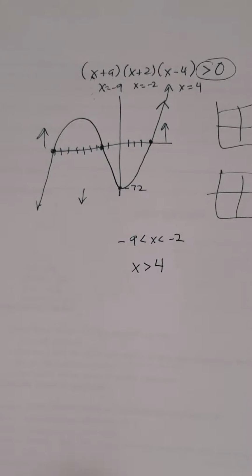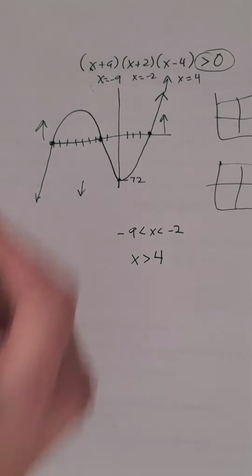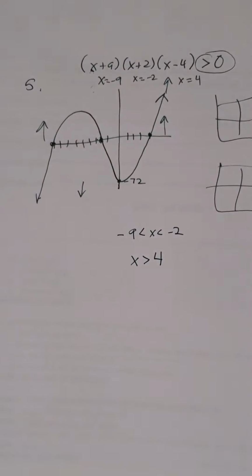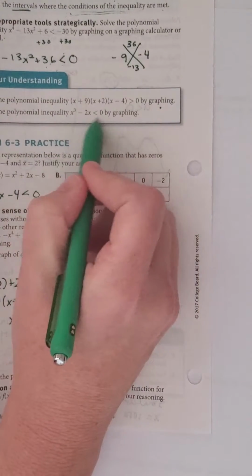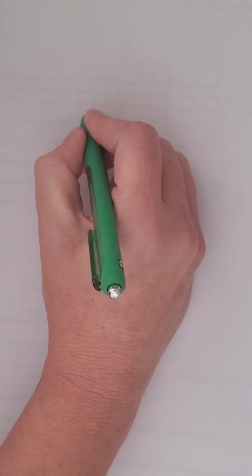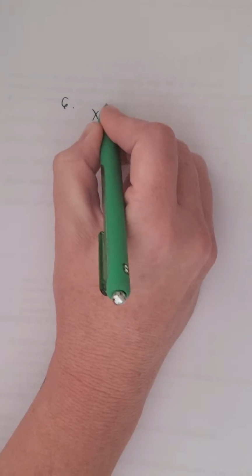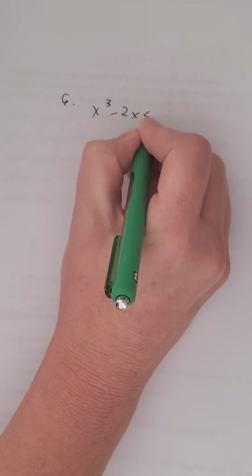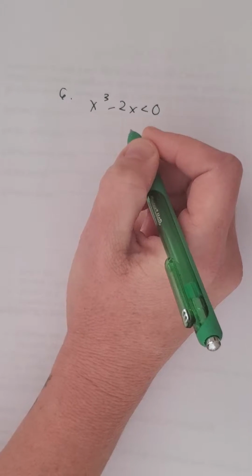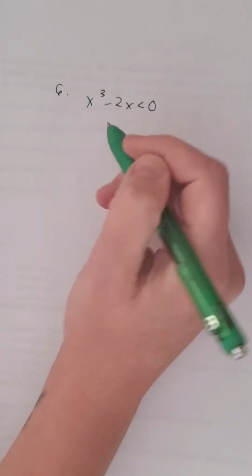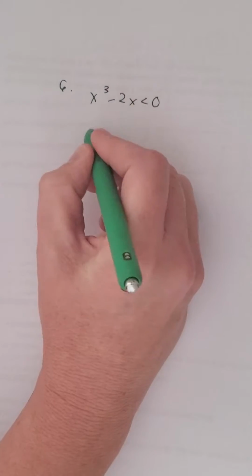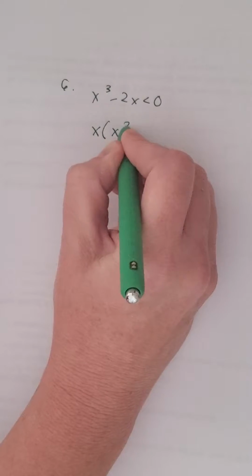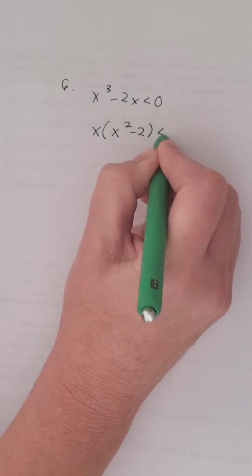All right, the next one, we'll do one more. This is number 5. We'll also do the check your understanding number 6. So check your understanding number 6 says to solve this polynomial by graphing. The polynomial they've given us is x cubed minus 2x is less than 0. All right, so we have to solve it. They have not solved it for us. The first thing we do is look for a GCF. There is a GCF, it's x, and then that's x squared minus 2 less than 0.